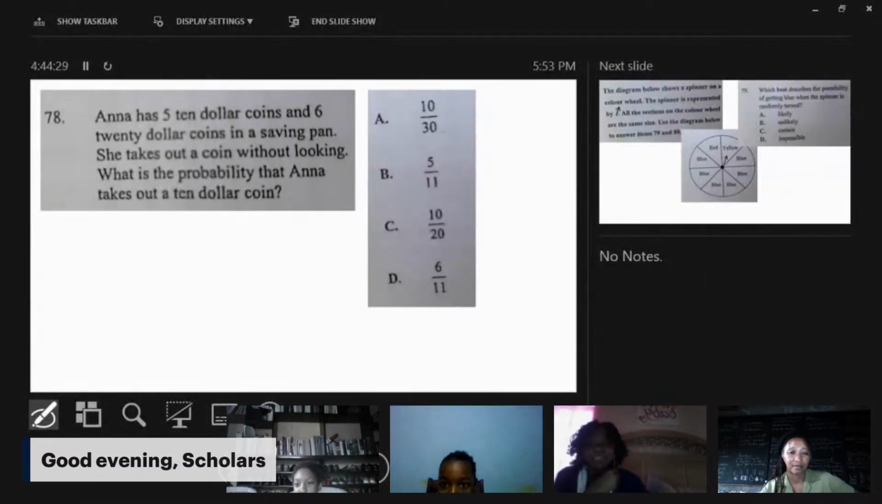78. Anna has 5 $10 coins and 6 $20 coins in a saving pan. She takes out a coin without looking. What is the probability that Anna takes out a $10 coin? Options: A, 10/30. B, 5/11. C, 10/20. Or D, 6/11.